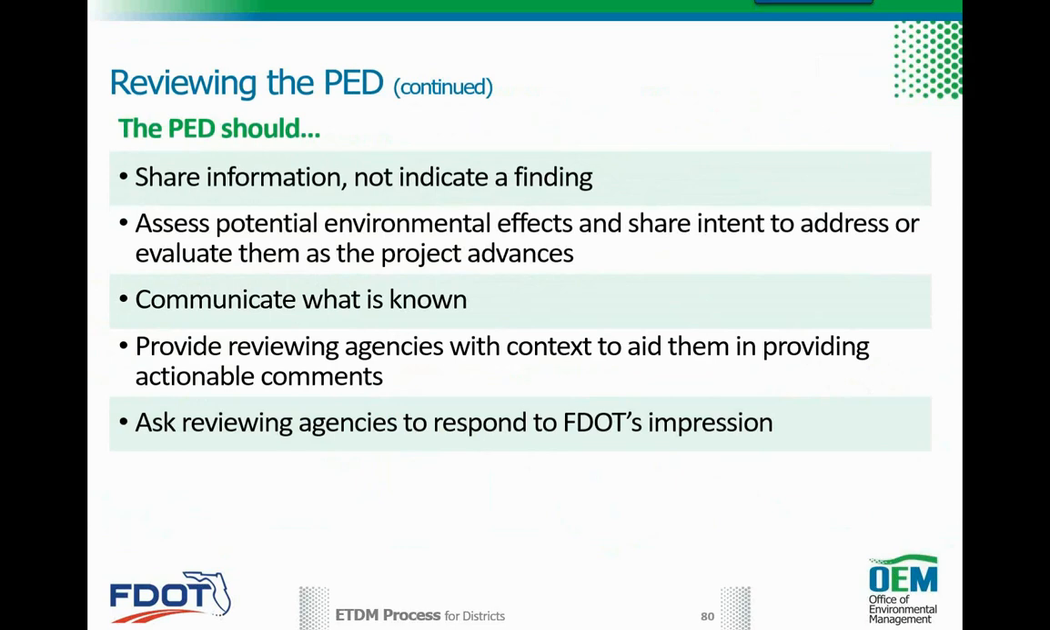Communicate what is known, what is out there that we're aware of. And with all of that, that should give our reviewing agencies a better context, which allows them to provide us comments that have some meaning. They can confirm what we've already provided, or they can continue to refine our understanding with additional things that either we weren't aware of, or things that as an agency they want to make sure that they communicate. Ultimately, we want to get their response to our impression.